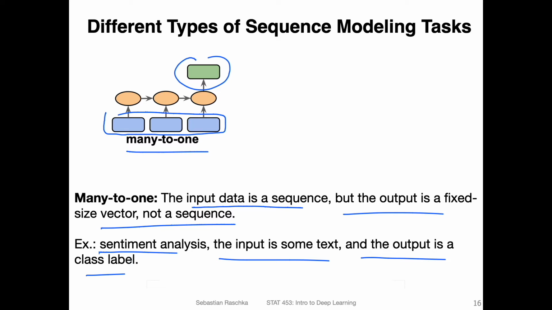For instance, if you think back of the movie review example that I mentioned earlier, each input could be a written review and the output could be whether the reviewer thinks the movie is positive or negative.